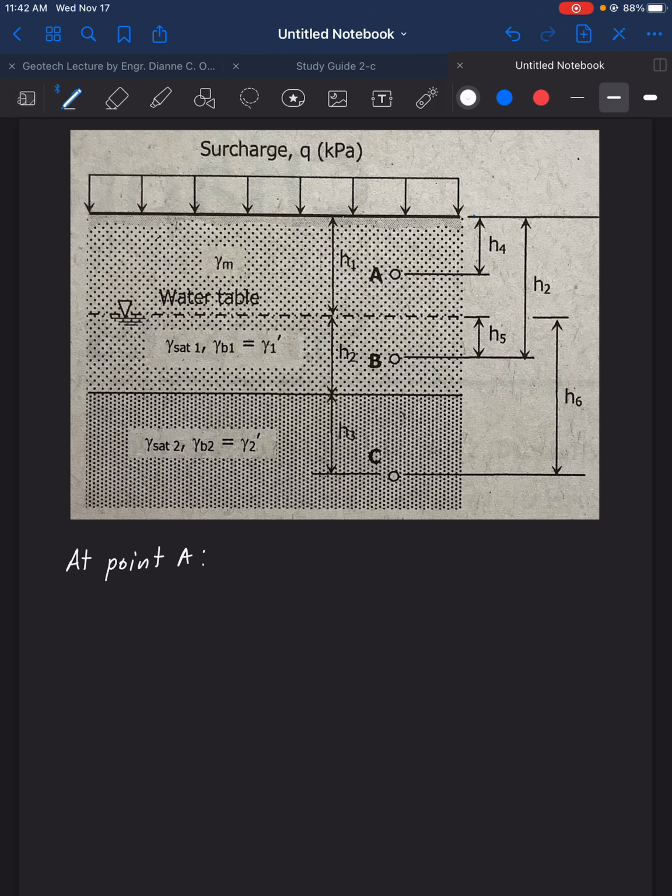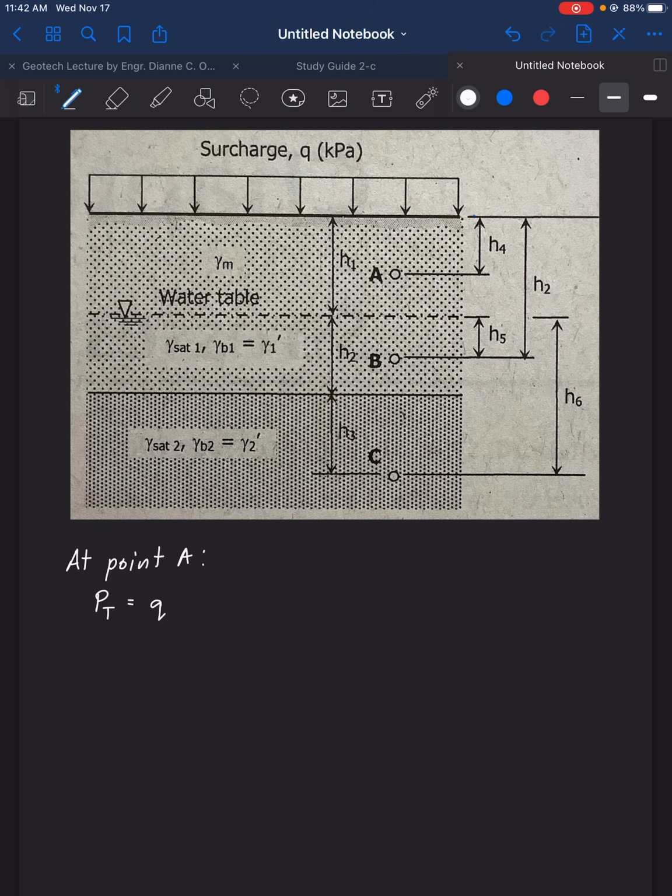So let's solve first for the stress at point A. So let's solve for total stress. So P total. Okay. What's the P total again? P total is the total stress that is being experienced at this point. So if we are talking about stress experienced at point A, we have two types of it, the surcharge and the stress induced by this layer here, the H sub 4 layer. Okay, so let's compute. So P total is equal to the surcharge.